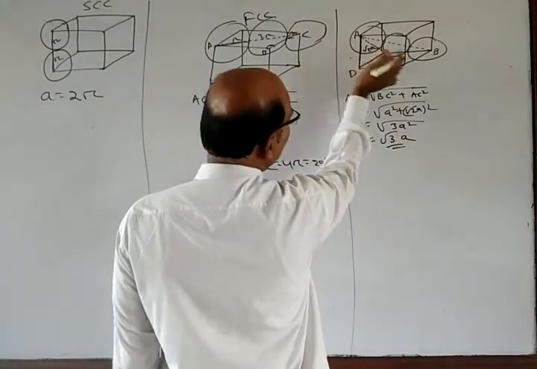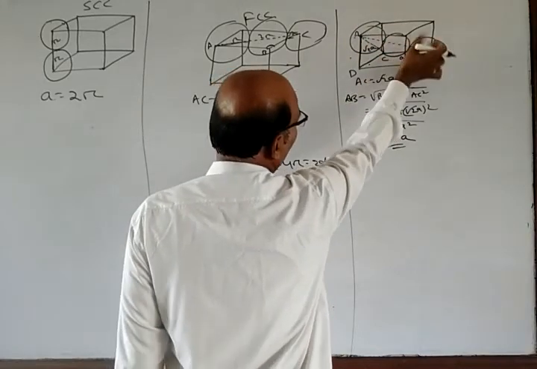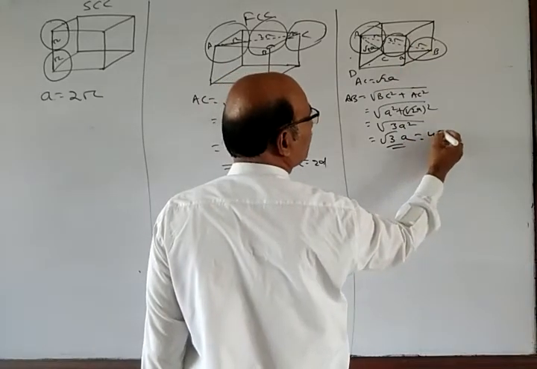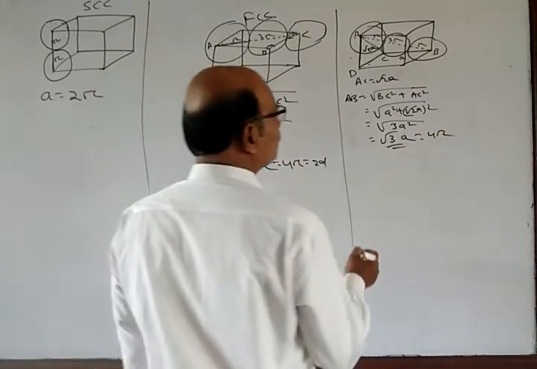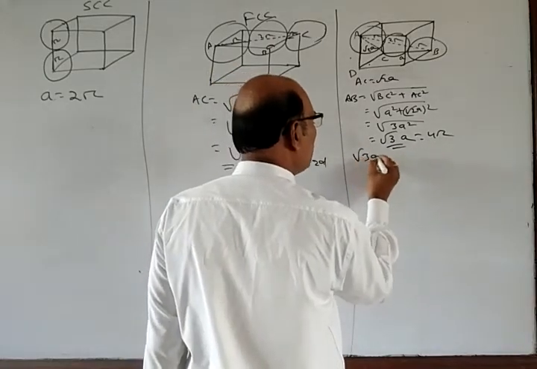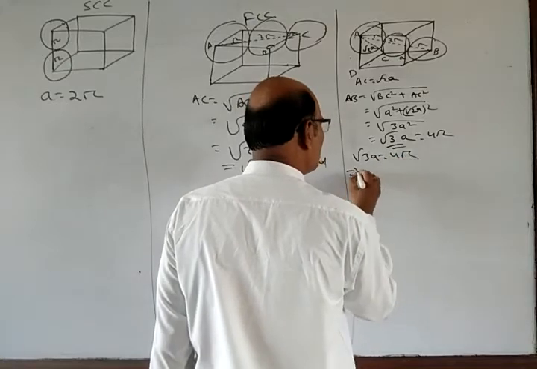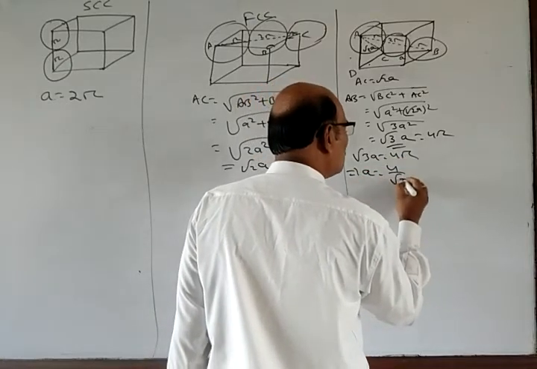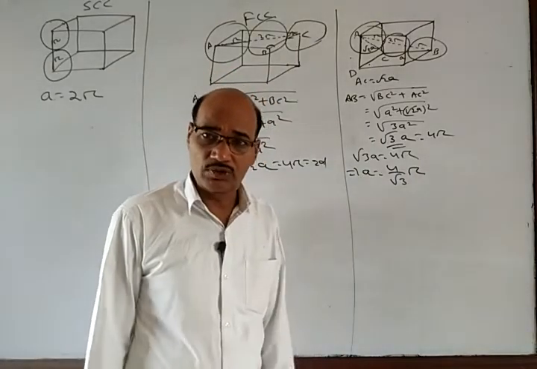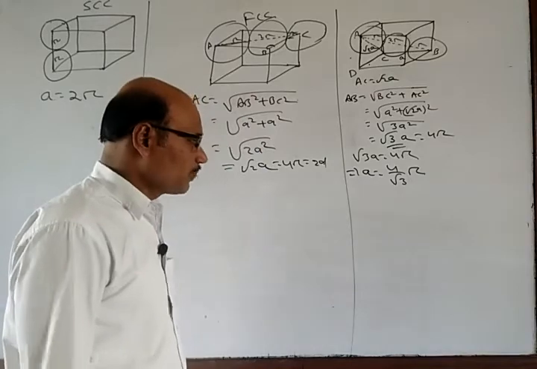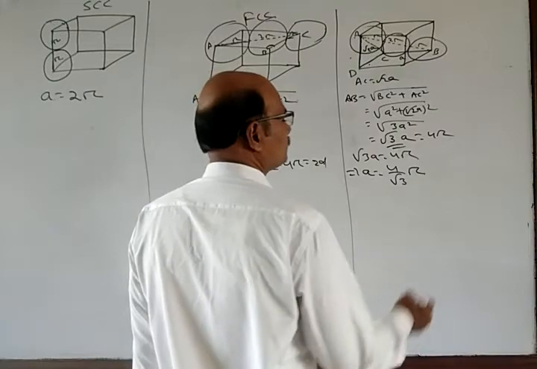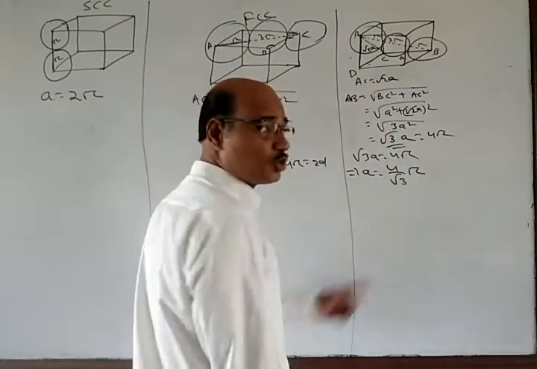And this one is r, 2r, r, so it equals 4r. So root 3 a is equal to 4r here. Simply, I say a is equal to 4 by root 3 times r, or you can say 2 by root 3 times d, since 4r is equal to 2d.